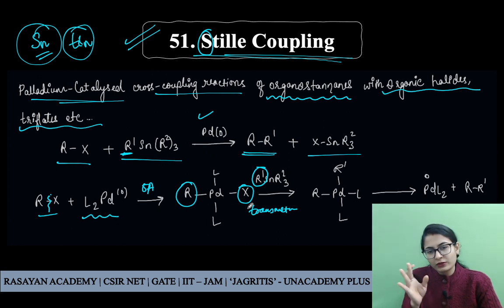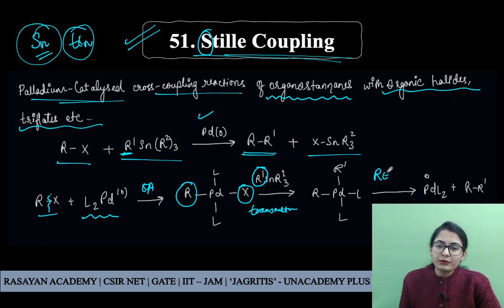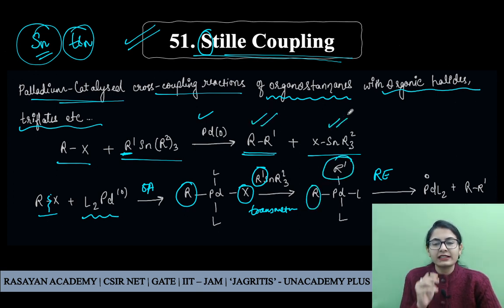It could be R1 also, it could be R3 also, just that a more polarizable group is going to transfer, or let's say the one which has very weak bonds with tin, that is going to transfer. So now finally you do the reductive elimination step. Your R dash and R are going to get eliminated like this, and your tin takes away the X group.